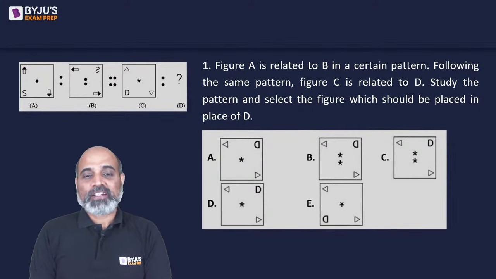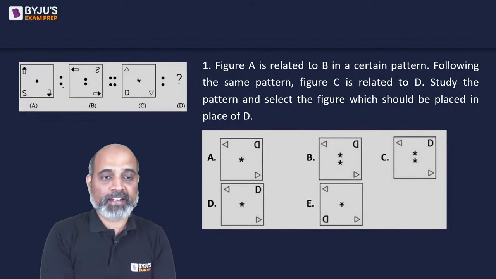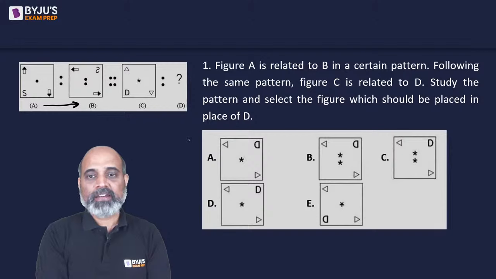So the first question. Figure A is related to figure B in a certain pattern. So A and B are related in a certain way. Following the same pattern, figure C should be related to D. So what should be the relation?